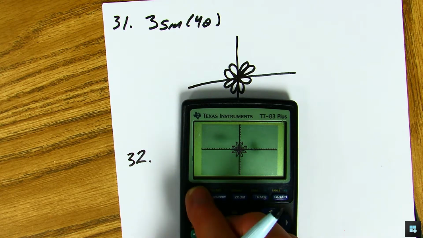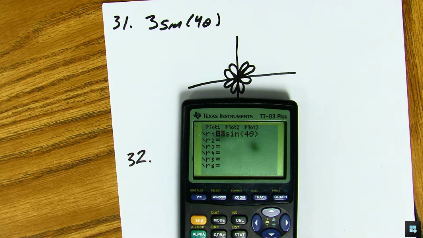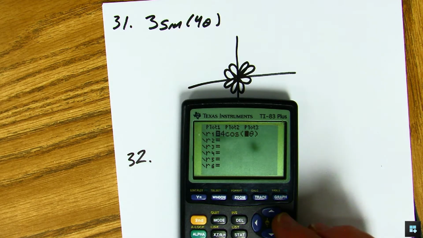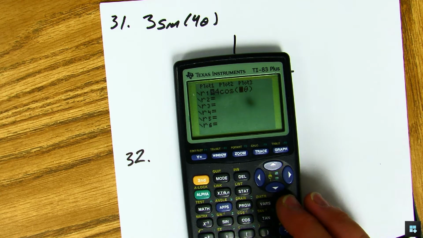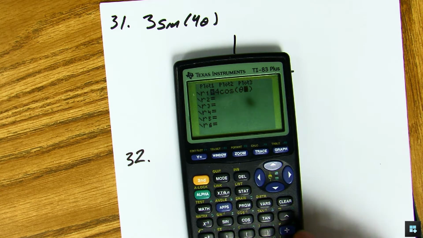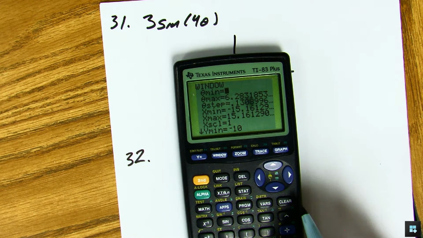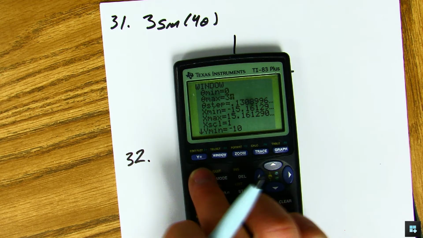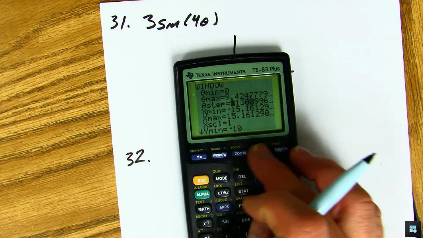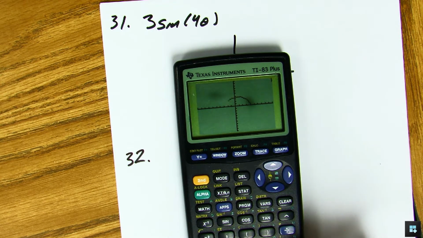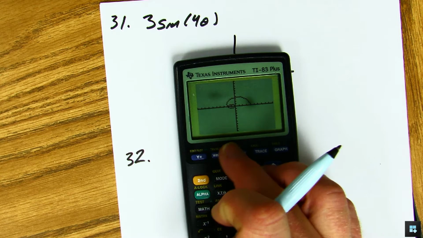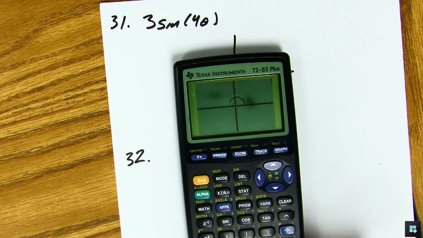32. I go back to my y equals. It says that I want to graph 4 cosine of theta divided by 3. The deal is I have to change my window because they tell me the window has to be from 0 to 3 pi. So the 0 is there, but the 3 pi isn't. But now it is. Now I just zoom 6 to start out with, and there's the graph. Then I zoom 5 to make it look a little more square, and there it is.